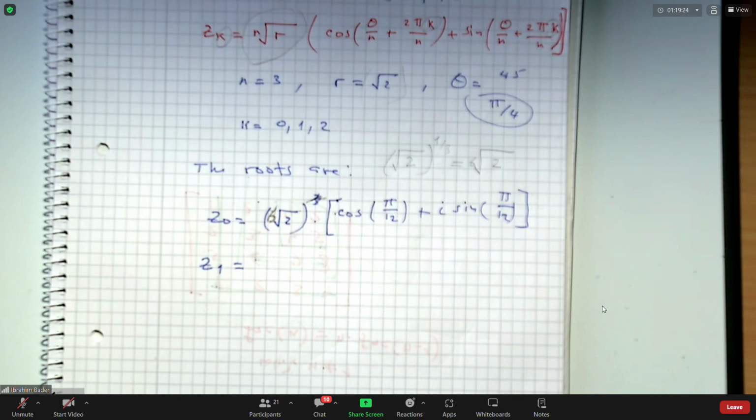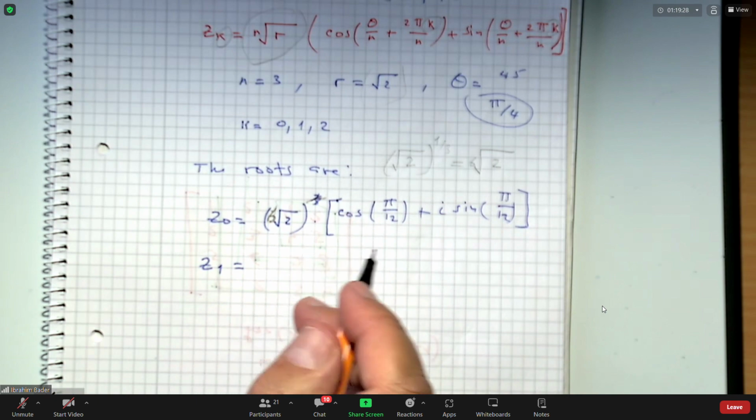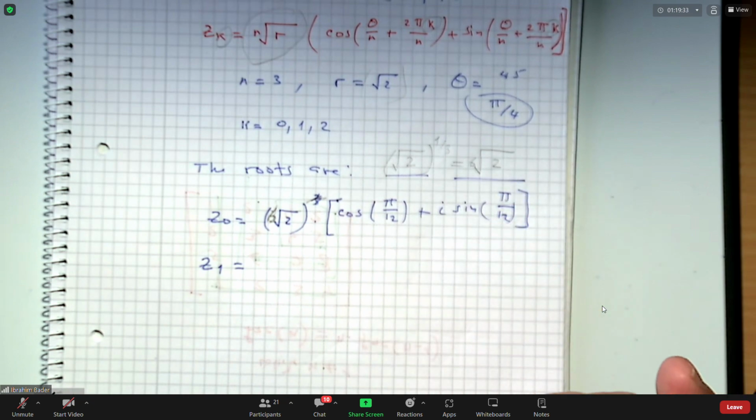Clear? I don't know which notation you like to use, this one or that one. So ultimately you will evaluate it using the calculator.